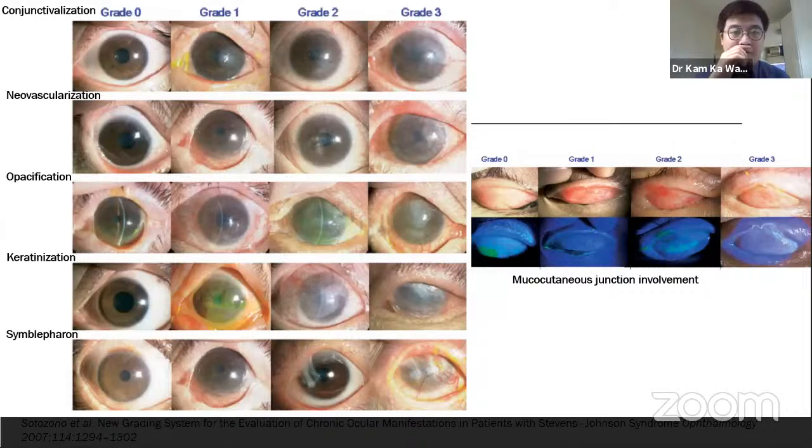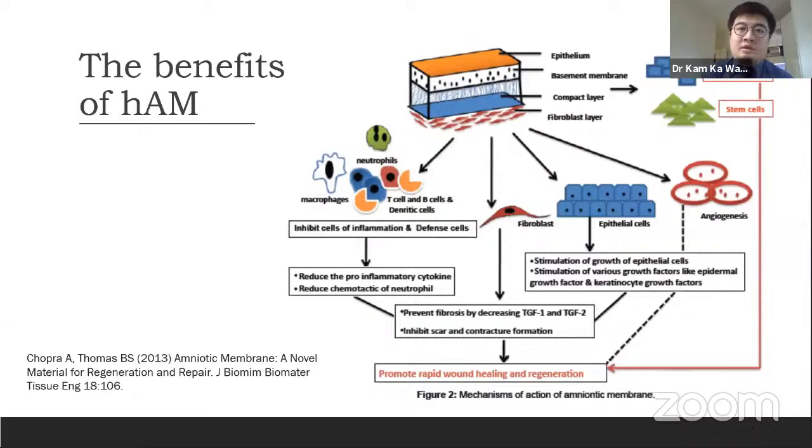And in terms of how we grade the severity, this is more useful for chronic sequelae. 1/3 of patients with Stevens-Johnson syndrome may end up having these chronic ophthalmic sequelae. This is the score provided by Dr. Sotozono. They looked at 6 parameters, conjunctivalization, neovascularization, etc., and grade them from 0, which is none, mild, moderate, and severe. This is important. Why? Because many of the studies in the coming slides use the score that is just described.